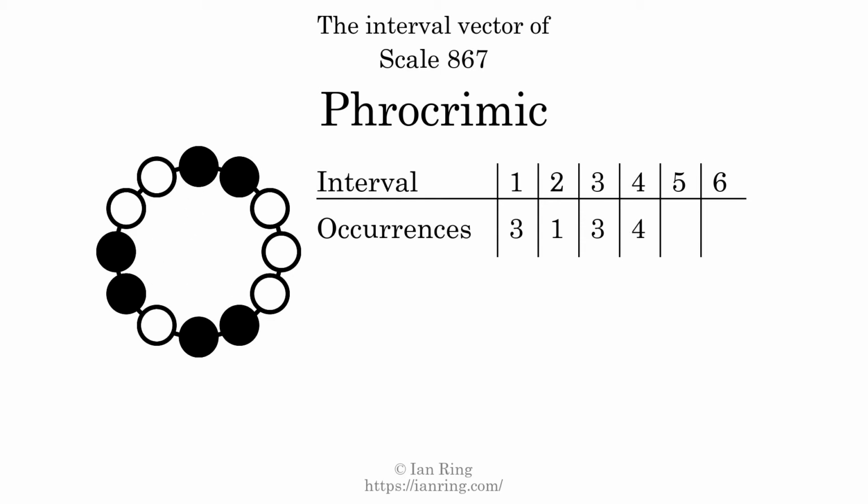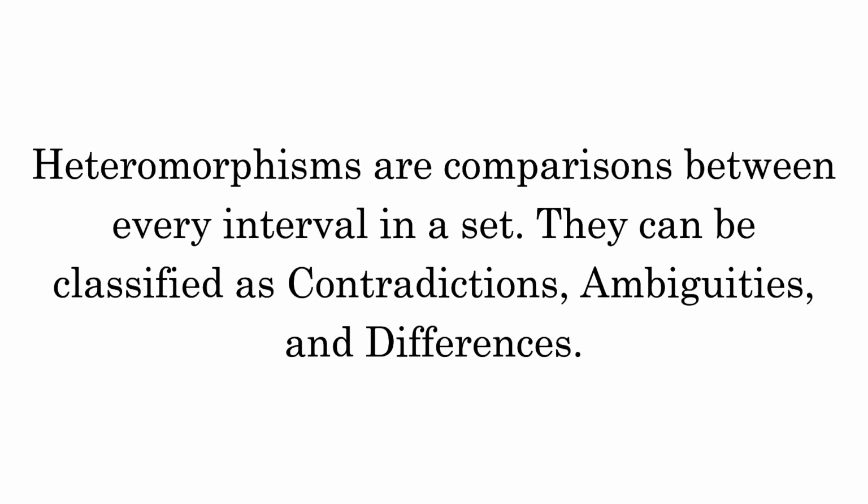There are 4 intervals with a size of 4 semitones. They are here, here, here, and here. There are 3 intervals with a size of 5 semitones. They are here, here, and here. There is 1 interval with a size of 6 semitones. It is here. Each interval does not appear in this scale a unique number of times, so this is not a deep scale.